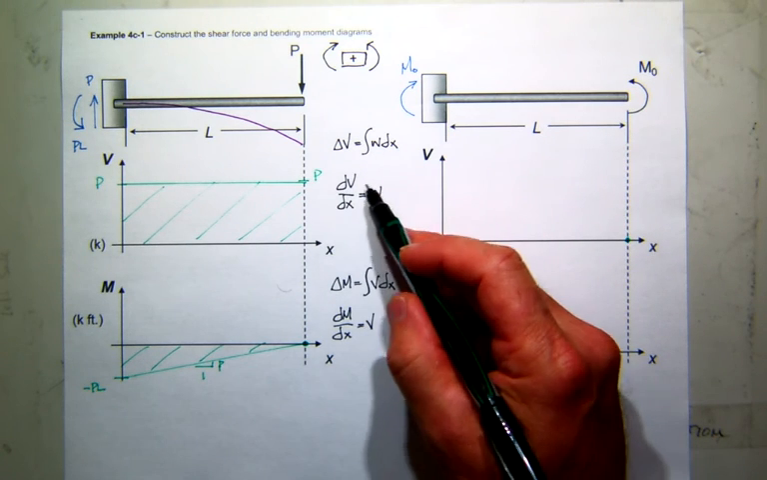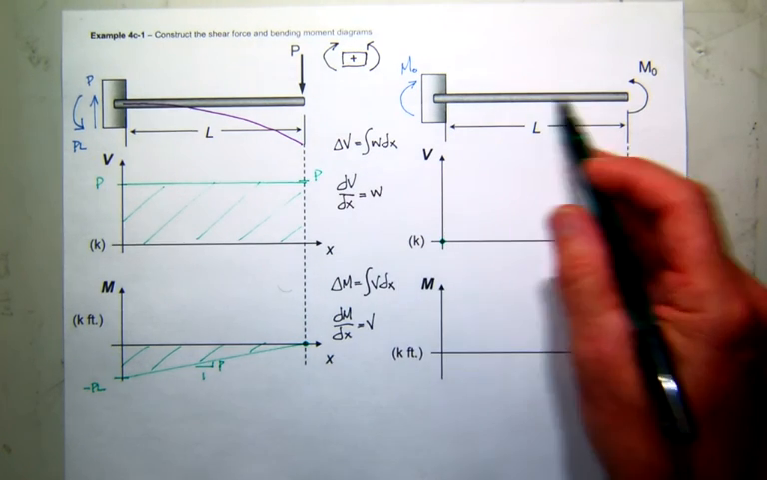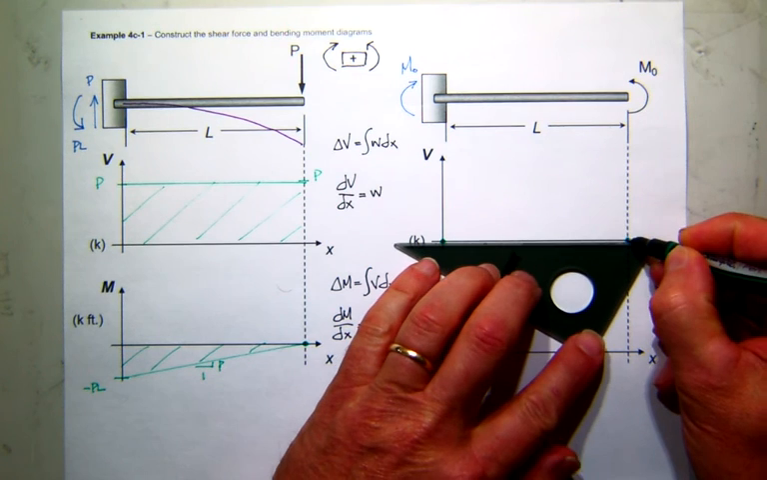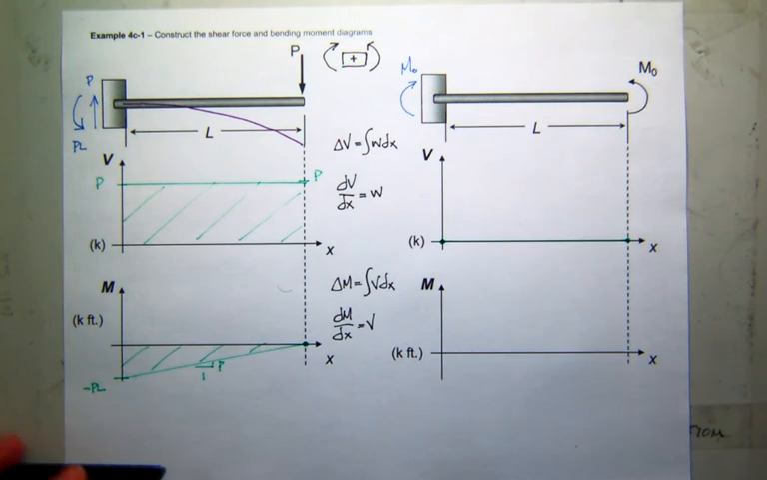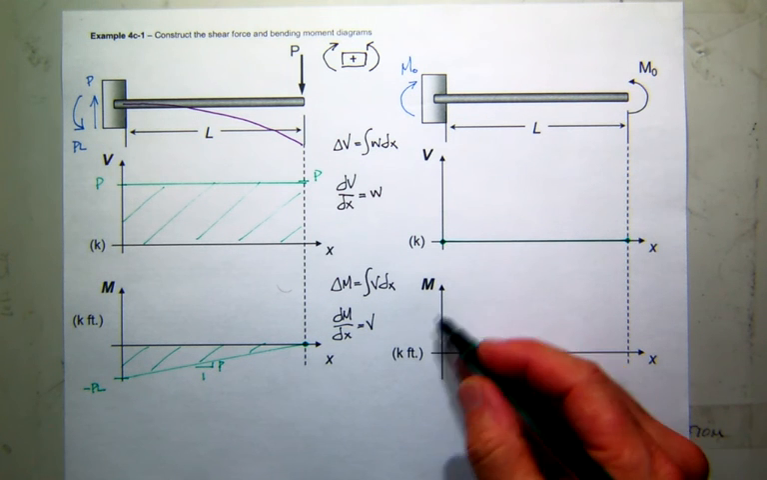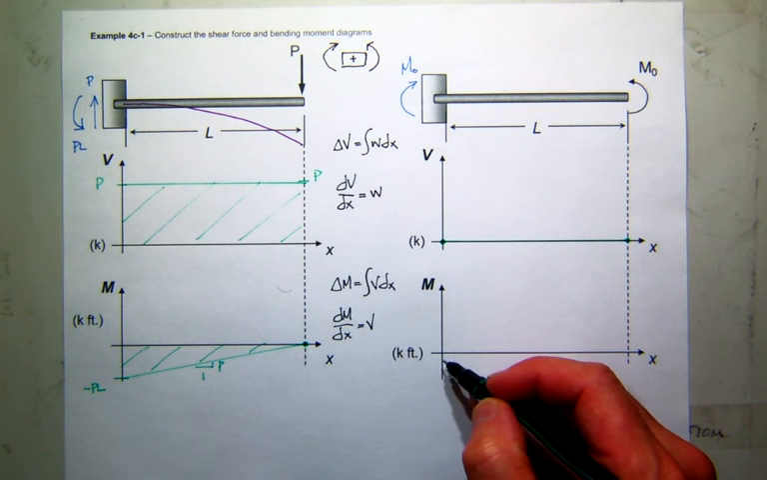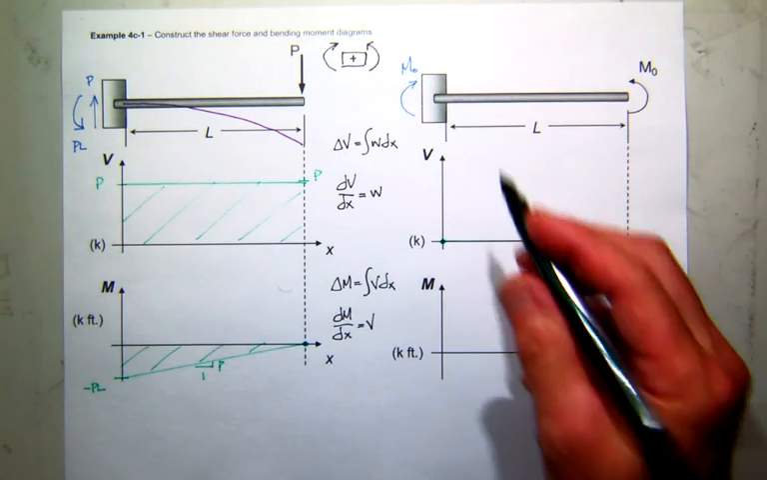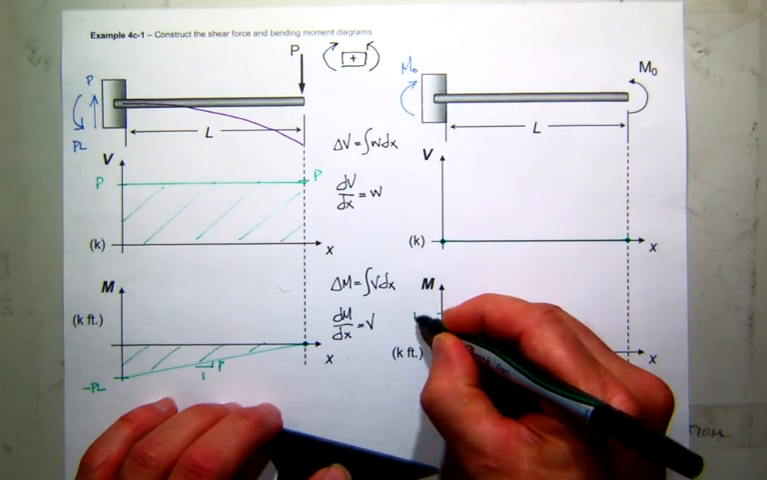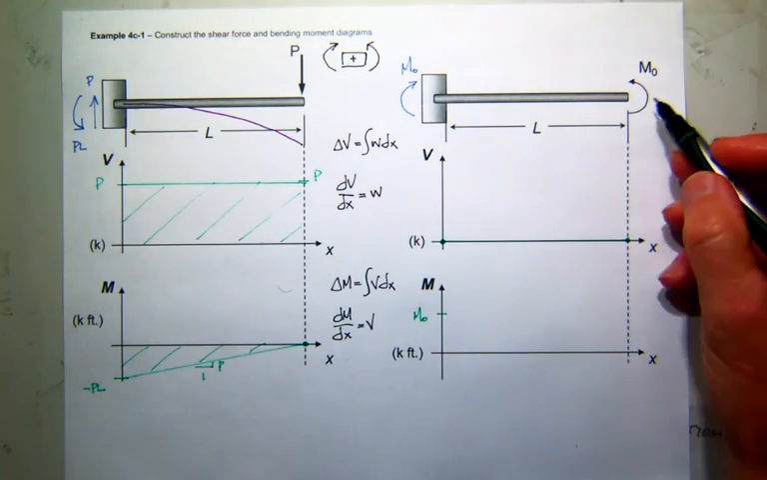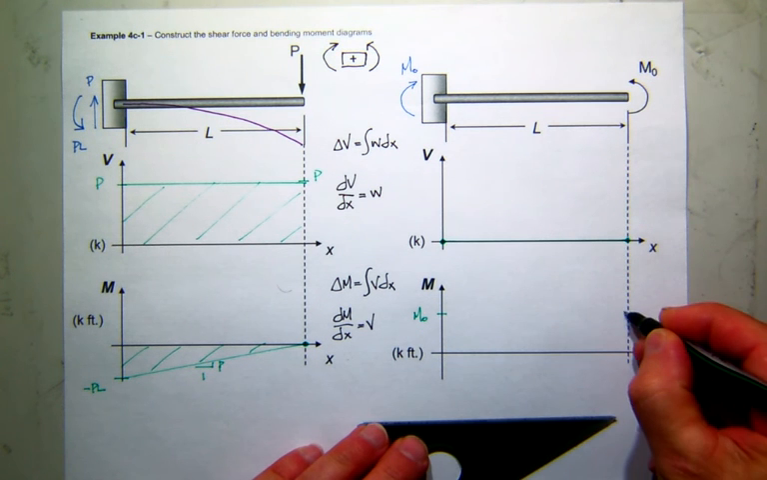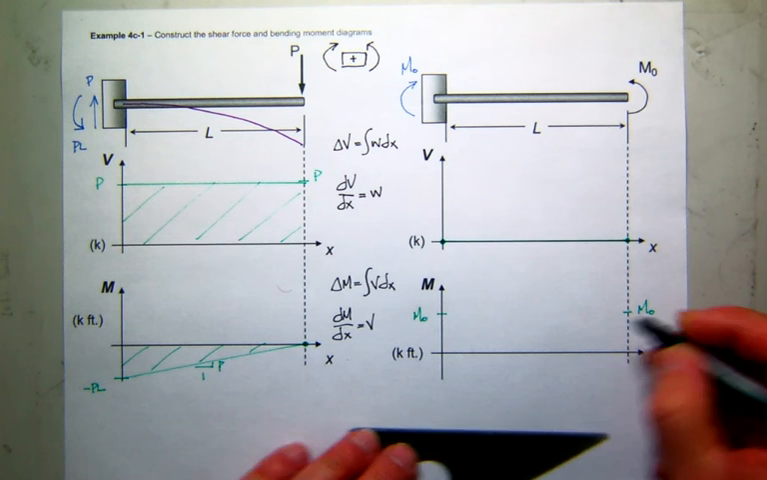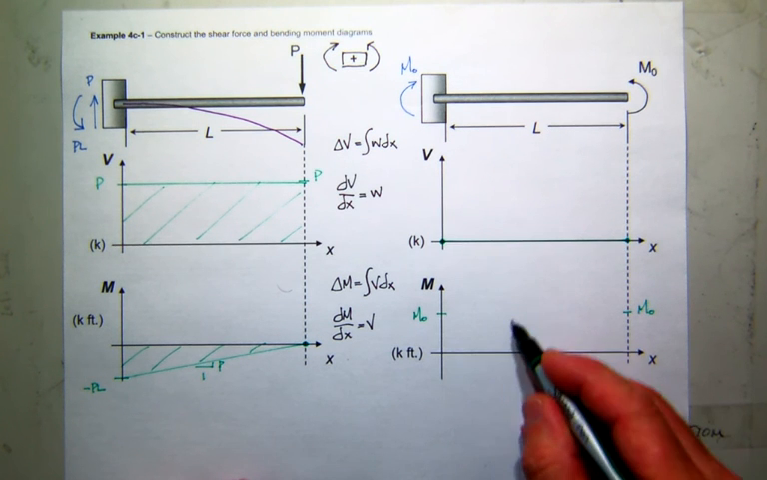The slope of the shear diagram is equal to the load. The load is 0, so I connect those dots with a straight line. So do I have any shear in this beam? Nope. Now I start my moment diagram. Do I know my moment at the left side? Sure. It's positive M naught. Oh, by the way, do I know my moment at the right side? Yeah. What is it? Positive M naught. So I know where I'm starting. I've got to figure out what connects the two.